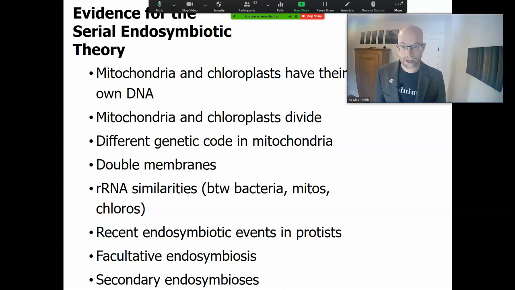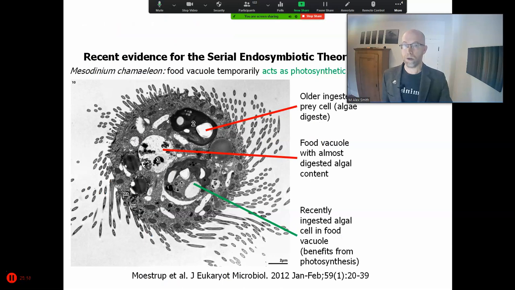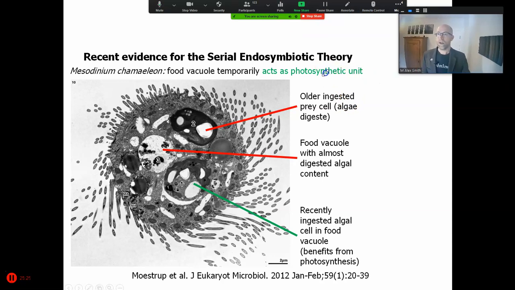That there are other examples of recent endosymbiotic events in protists that we've actually seen, and then examples of facultative or secondary endosymbiosis. So recent endosymbiotic events in protists or protozoans, what kind of things are we talking about here? So this would be the kind of thing like is shown here. This is Mesodinium chamaeleon, which is a protozoan where there is a food vacuole.